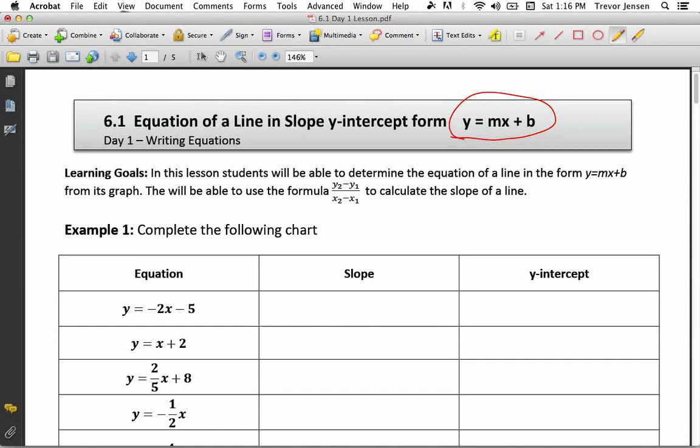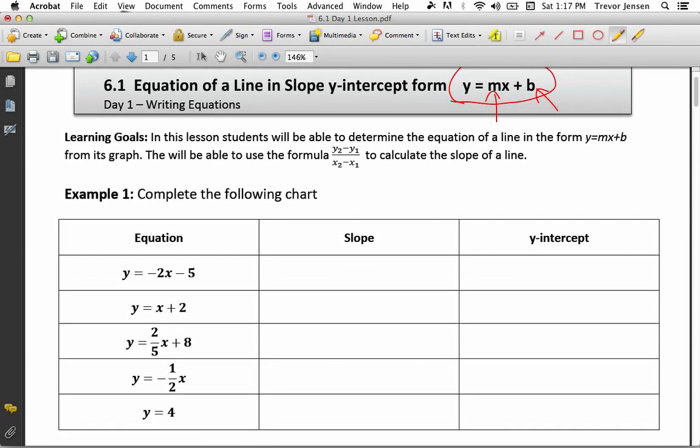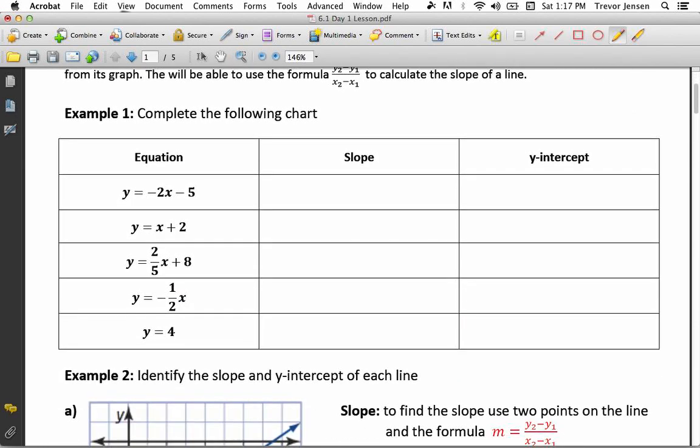Why do we call this slope y-intercept form? Because in order to write the equation of a line in slope y-intercept form, you need your m value, the slope of the line, and you need your b value, the y-intercept of the line. And hopefully you remember from last chapter we learned what the slope and the y-intercept of a line are. So the first question we want to do here, we want to complete the following chart. So we want to look at the equation of the line and be able to pull out from that equation of the line what the slope of the line is and what the y-intercept of the line is.